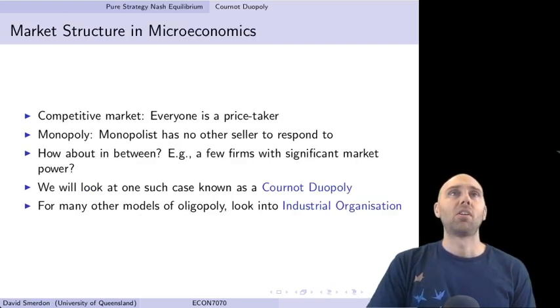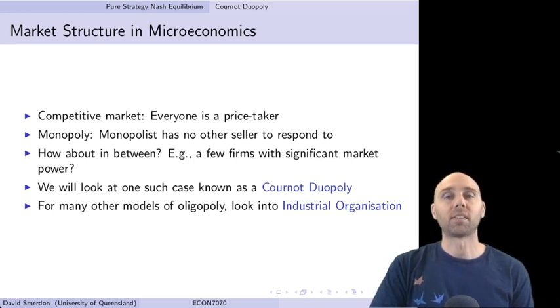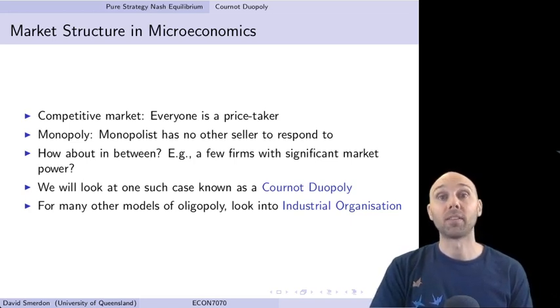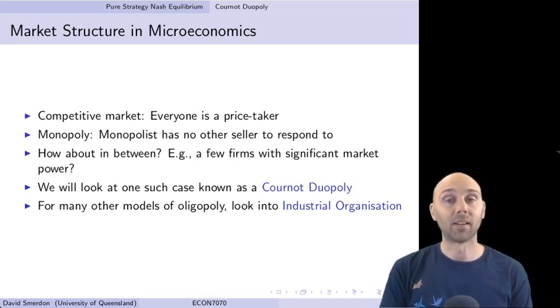Okay, so let's start with microeconomics and the Cournot duopoly. We know that in microeconomics, in a competitive market, everyone is a price taker. No single supplier can influence the price. We know about a monopoly as well. In a monopoly market, there is one seller who can influence the price and has no other seller to respond to. So in both of these situations, we cannot really apply game theory.